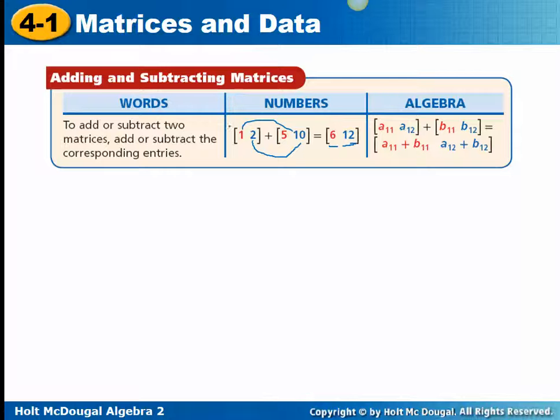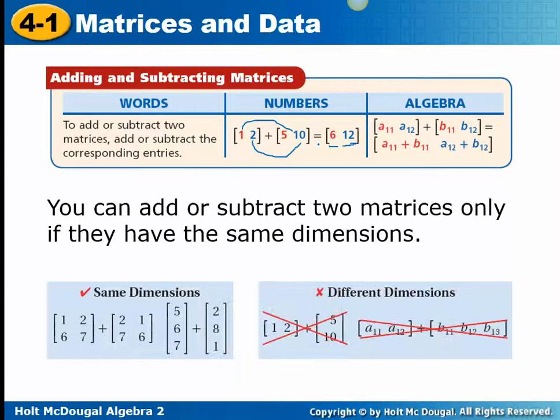The original matrix dimensions will be the same as your sum or difference. You can only add or subtract matrices if they have the exact same dimensions. So you should check that first before you even try to add or subtract. If they're not the exact same dimensions, they can't be added or subtracted.